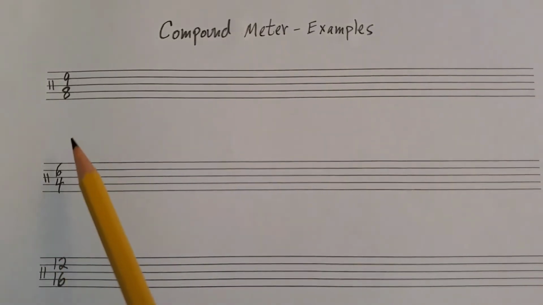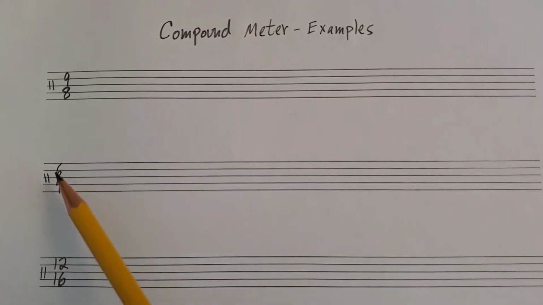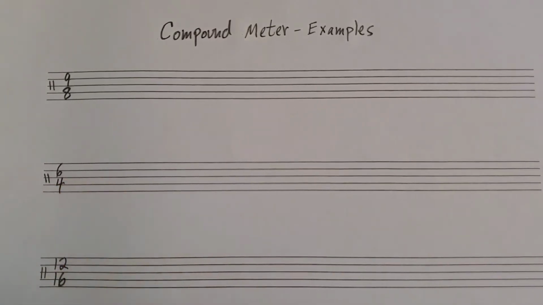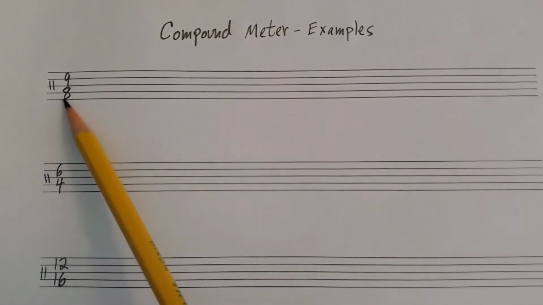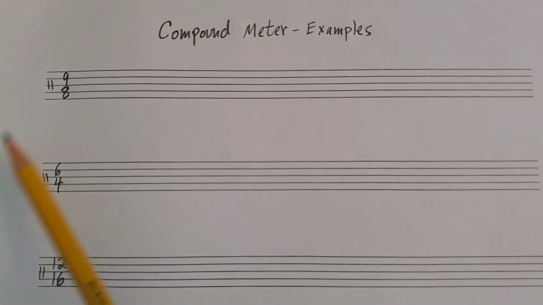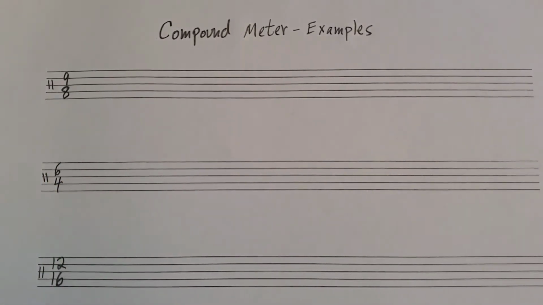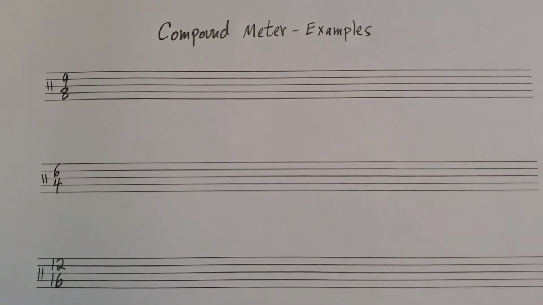Remember, to get the number of beats there are in the measure, just take the top number, 6, 9, or 12, and divide it by 3. 6 divided by 3 is 2 beats in this measure. 9 divided by 3 is 3, so there are 3 beats in this measure. And 12 divided by 3 is 4 beats in this measure.